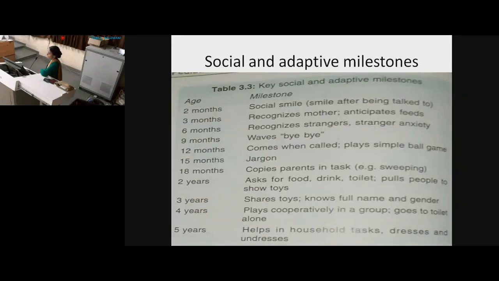At 4 years, this is the time when they start playing cooperatively. Now that is also important. You have got 2 or 3 children. The child is not limited to playing alone. He's sharing his toys. He's playing with the other child. So that is also important.